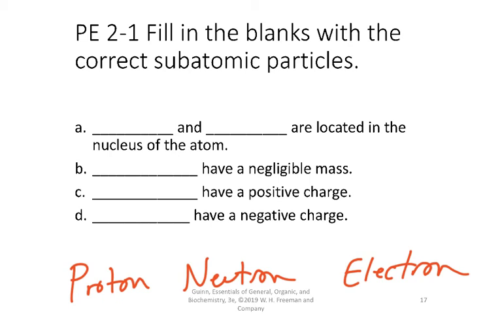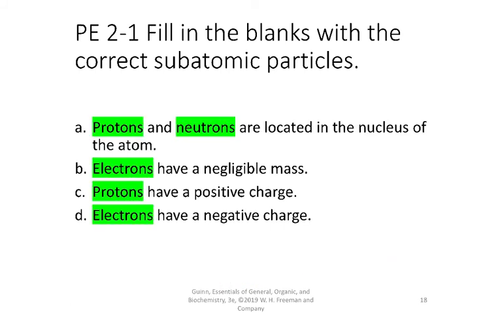And we get protons and neutrons in the nucleus. They make up all of the mass, essentially, and electrons have negligible mass. Protons have positive charge, and electrons have a negative charge.